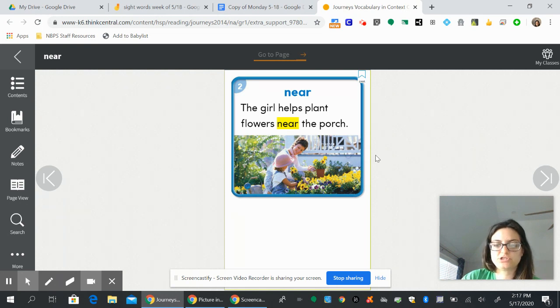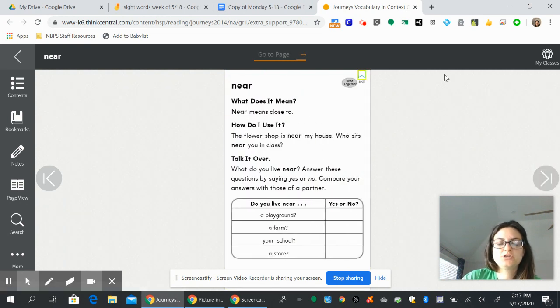So this is her porch and she's planting it near. So near means close to, right? So let's see. I'm going to ask if you live near this place, and you're going to do a thumbs up if yes and a thumbs down if no. And all of our answers are going to be different. Okay, so do you live near a playground? I do, so I'm going to put my thumb up, but maybe you don't. Do you live near a farm? I don't, so I'm going to put my thumb down.